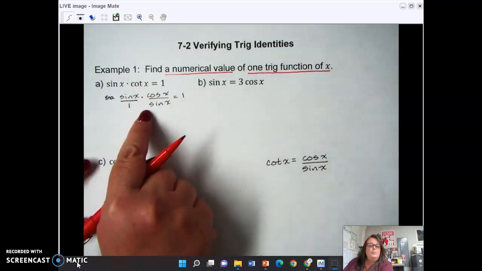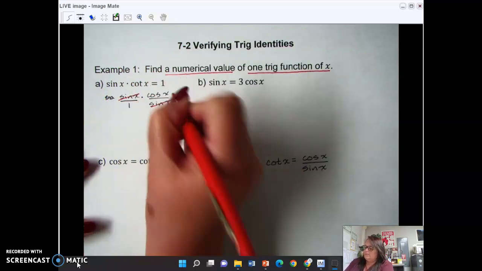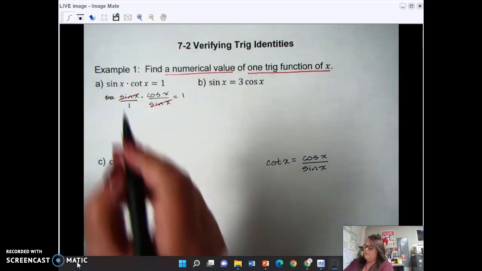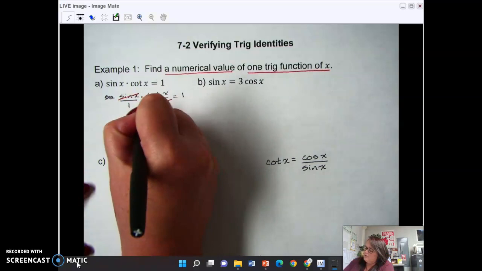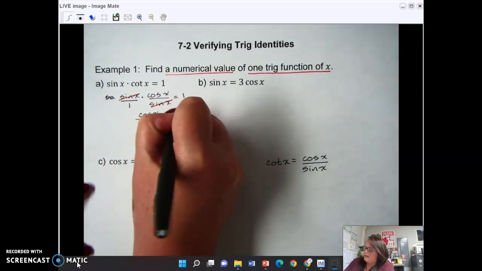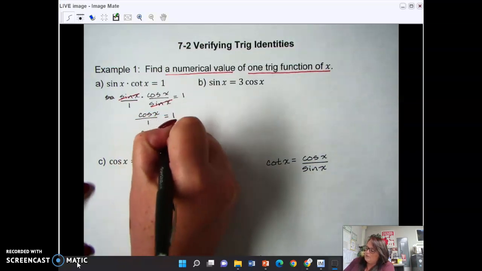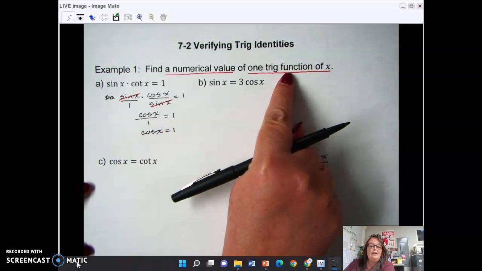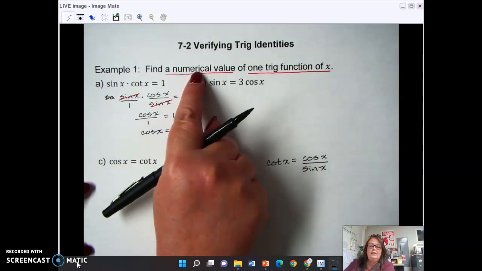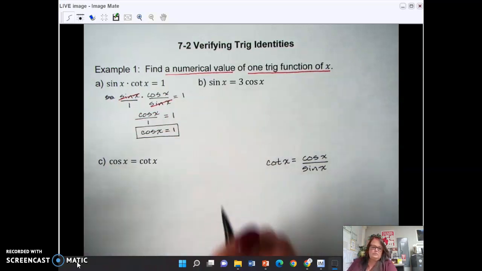So because we're multiplying, we can cancel values. So something on the top can cancel with something on the bottom. And then if I multiply straight across, I have cosine of x across the top over 1 across the bottom. But anything over 1 is just the numerator. So we can say cosine of x is equal to 1. So we have one trig function of x equal to a numerical value. And so that is the final answer on that one.